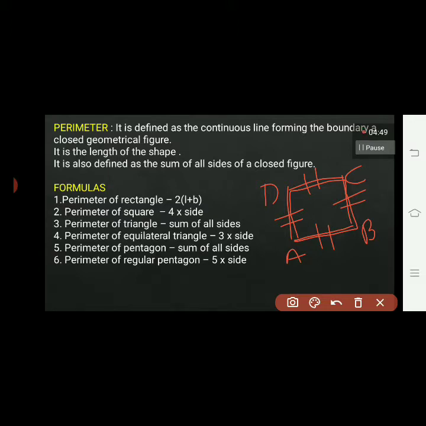So perimeter of an equilateral triangle is 3 into side. Perimeter of a pentagon, it can be regular, it can be irregular. So what we will say, sum of all sides. But when it is mentioned that perimeter of a regular pentagon, regular means all sides equal, so that you can directly say it as 5 into side. Similarly it will go for the other figures. These are the general formulas for perimeter.